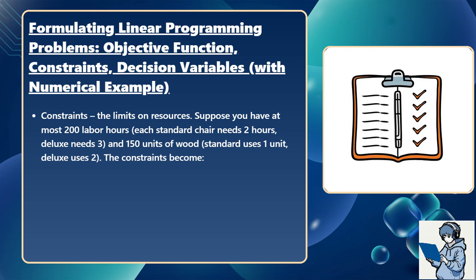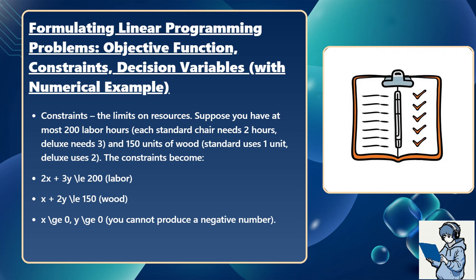Constraints: the limits on resources. Suppose you have at most 200 labor hours, each standard chair needs 2 hours, deluxe needs 3, and 150 units of wood. Standard uses 1 unit, deluxe uses 2. The constraints become 2x plus 3y less than or equal to 200. x plus 2y less than or equal to 150. x greater than or equal to 0, y greater than or equal to 0. You cannot produce a negative number.